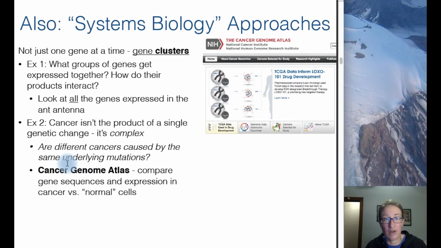So, with my ant example, that would be saying, well, let's use RT-PCR to figure out all of the genes that are expressed in the ant antenna together and see what we can learn about how that collective gene expression pattern translates into actually being able to smell.